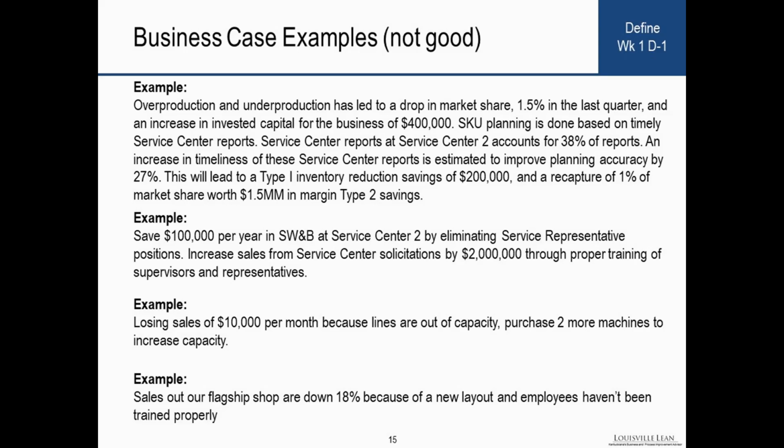And the third example, losing sales because lines are out of capacity. We want to purchase 2 more machines to increase capacity. Again, something typical that I will see on a benefit effort matrix on a post-it note. Now, I would say I think you're jumping to a solution there, but let's see. We'll talk about that again. And then the last is sales out of a flagship shop are down 18% because of a new layout. Employees haven't been trained properly. Again, I'm not disgusted at this going on a post-it note, but this does not belong on the business case of a Lean Six Sigma charter.